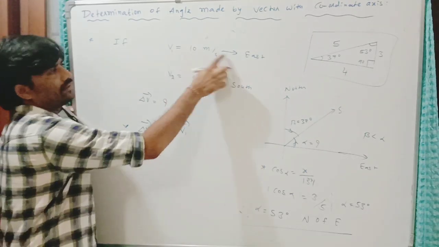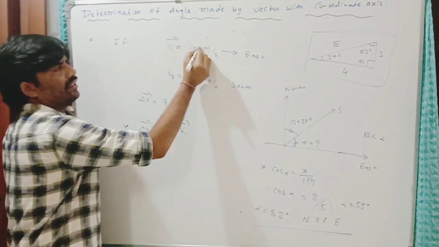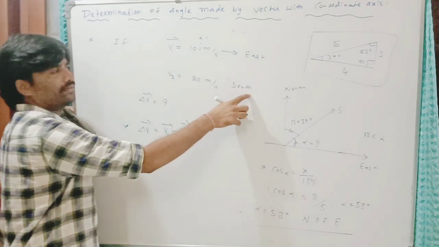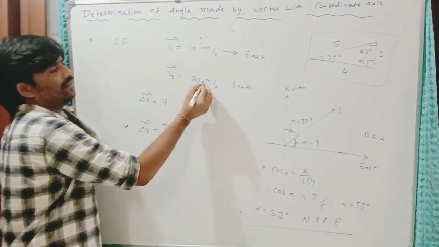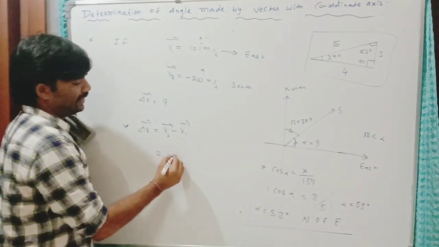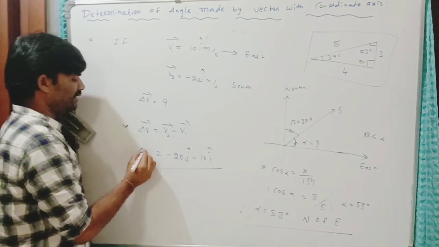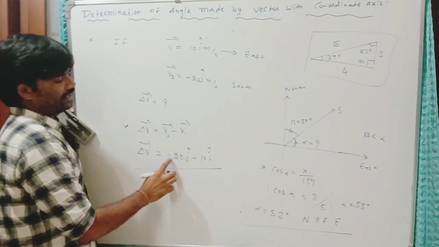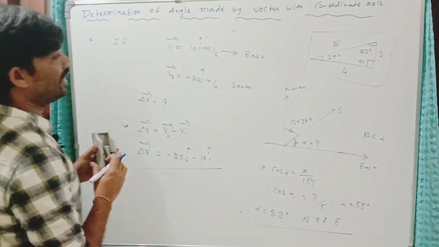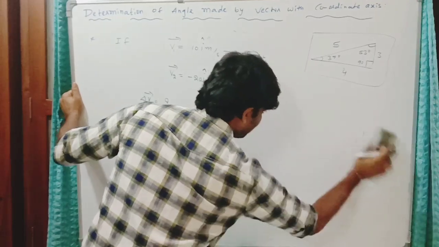So you can say this is 10 meter per second east, means that V1 is 10 i cap. This is 20 meter per second towards south, so V2 bar is minus 20 j, since south is minus j. The change in velocity is minus 10i minus 20j, with both negative i and negative j components. So this vector definitely lies in which quadrant? Third quadrant.